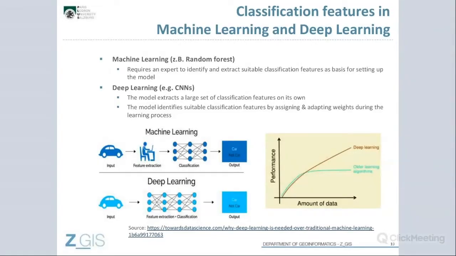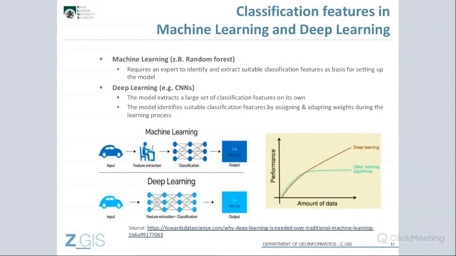And here comes into play the machine learning and deep learning methods. Machine learning here, for example, random forest is such a classificator, requires an expert to identify and extract suitable classification features, those filters that I mentioned, as basis for setting up the model. And so you can see in the figure below that there is an expert involved in preparing the data for classification. And with deep learning, this is handed on.